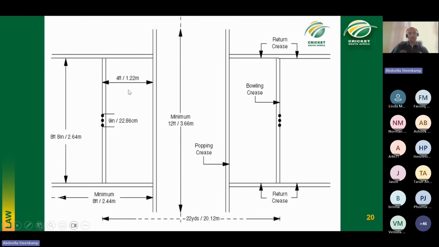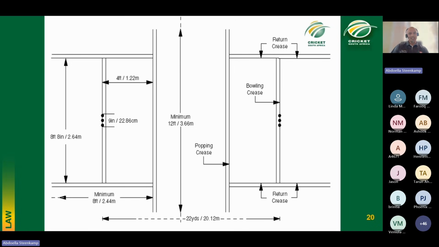A tip: I memorize this one length, this 1.22 meters, and I can derive 2 other measurements from just memorizing this one length. This 1.22 meters, if I multiply this number by 2, what do I get? 1.22 times 2 is 2.44 meters. Which length is 2.44? The return crease.